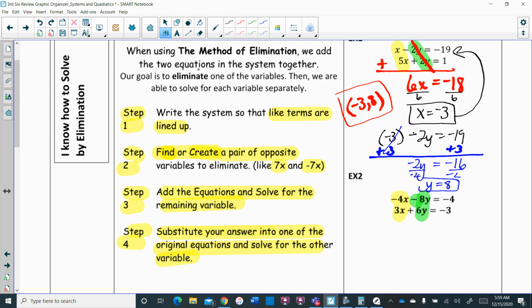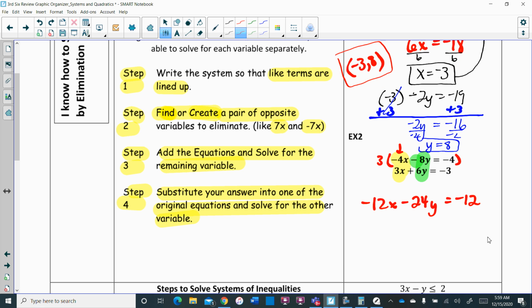So here's what I'm going to do. I'm going to do the top one here. I'm probably going to come down to the bottom. I'm going to focus on my x's because I can multiply the 4 by 3 and get a 12. I can multiply 3 by 4 and get a 12. So I can turn these both to 12x's. So the top one here, I'm going to do times 3. So this will be a negative 12x. Then 3 times that minus 8, make that minus 24y, equals 3 times that minus 4, again, negative 12.